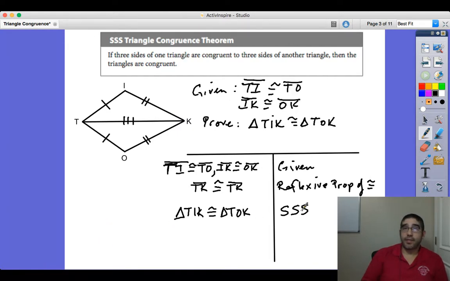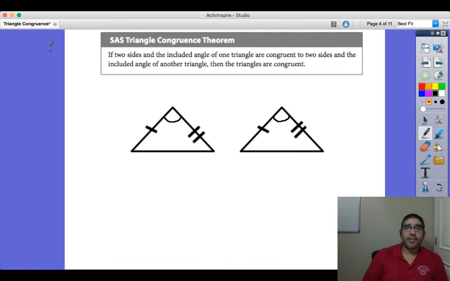So that's side, side, side. Another one that we have is side angle side. And side angle side means if I have two triangles, two sides are the same. So this side is congruent to that side. This side is congruent to that side. Then the included angle, we talked about what that means in the last video. The included angle of each one is congruent to the other. Okay? Now the triangles are congruent.